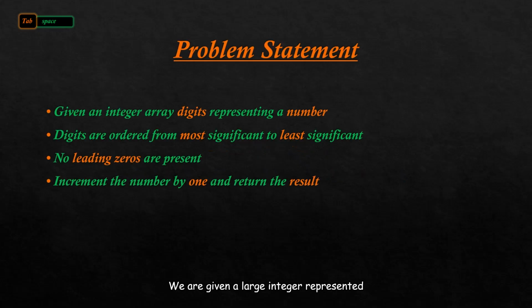We are given a large integer represented as an array called digits. Each element of the array corresponds to a single digit of the number. The digits are ordered from the most significant digit on the left to the least significant digit on the right, and there are no leading zeros. Our task is simple in theory. Increment this number by 1 and return the resulting array. However, we must do this without converting the array into an integer, since the number can be very large.